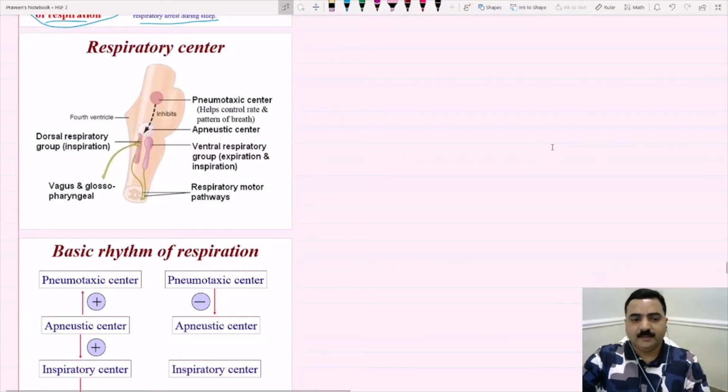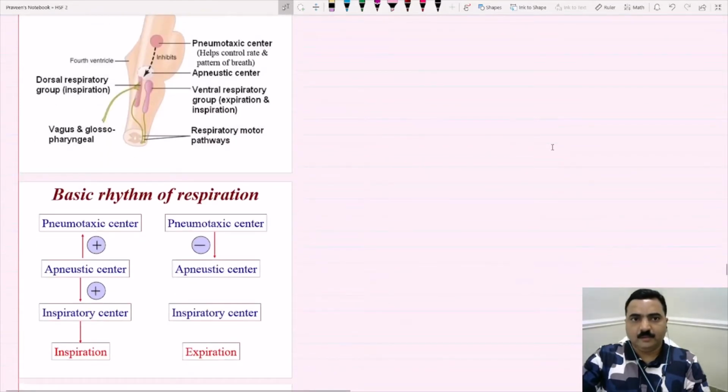So the respiratory center includes the ventral respiratory group of neurons and the dorsal respiratory group of neurons. The ventral respiratory group of neurons includes expiration and inspiration, and this involves mainly the forced inspiration and expiration. The dorsal group includes the tidal, the normal tidal inspiration and expiration.